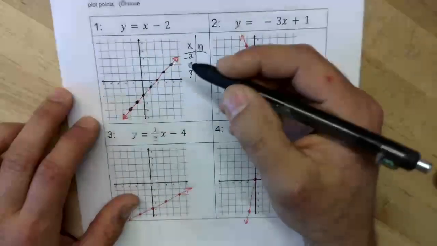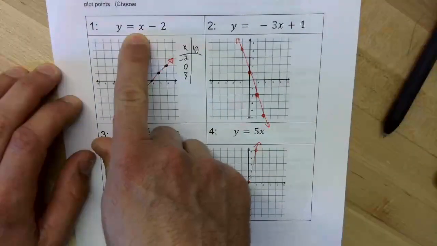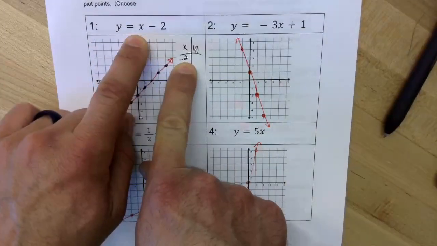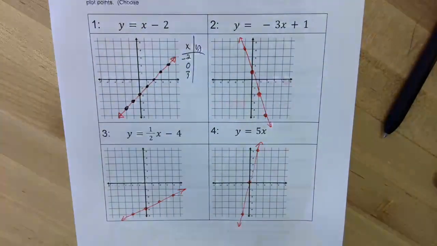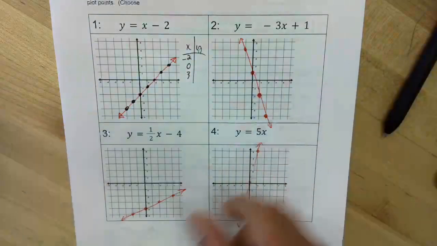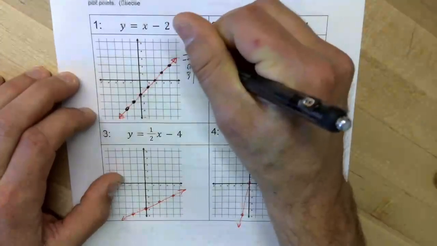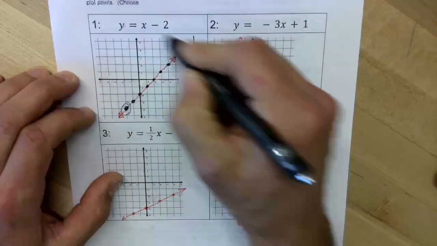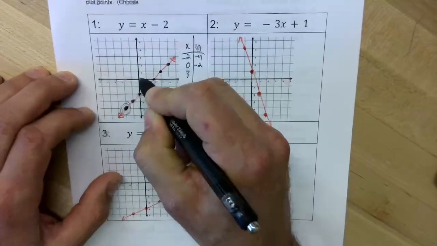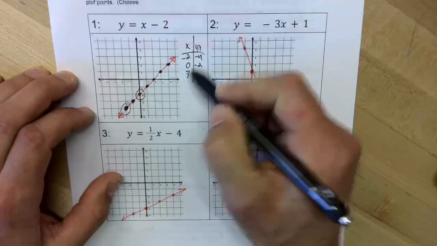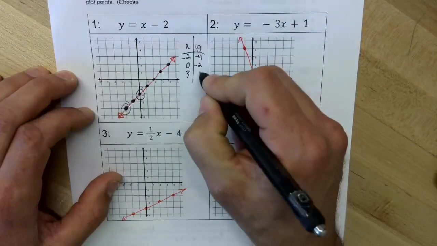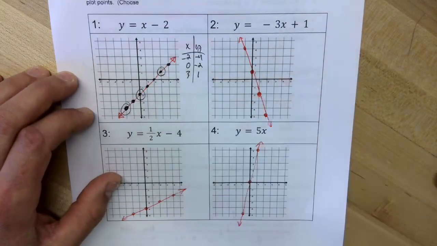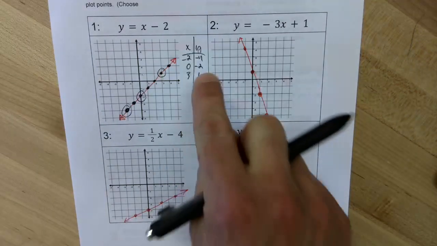So, what we're going to do, again, -2. I'm going to plug in. These are inputs. I have to plug them in to get the outputs. -2 subtract 2. That's -4. Left 2, down 4. There it is. 0. 0 minus 2 is -2. 0, -2. There it is. 3. 3 minus 2. What's that? 1. 3, 1. So there's the 3 points I can get from my table.